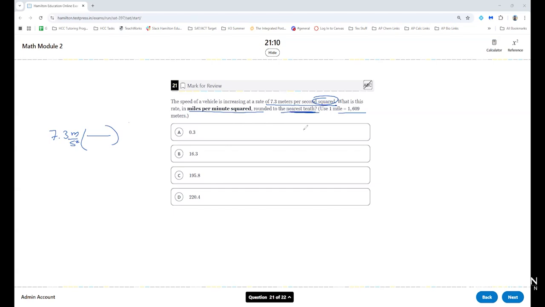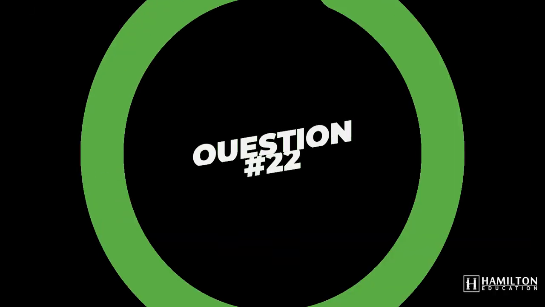So the first thing we do is convert to miles from meters. So 1 mile is going to be 1,609 meters. Now, how do we convert seconds? They didn't tell us. Well, we should know that there are 60 seconds in 1 minute, but because we want to square the units, we square the conversion. And so once you do that, you get the correct answer of B, which is 16.3.